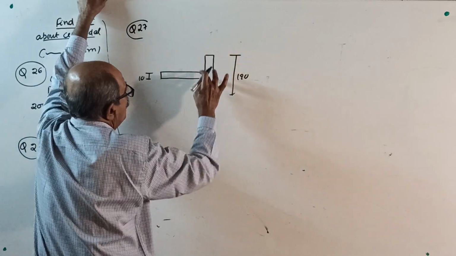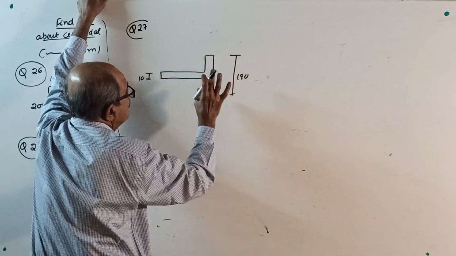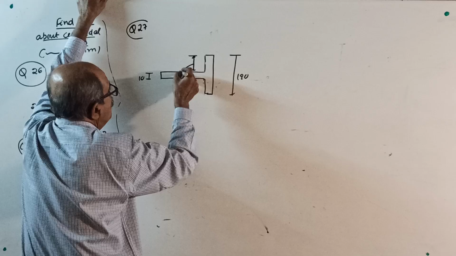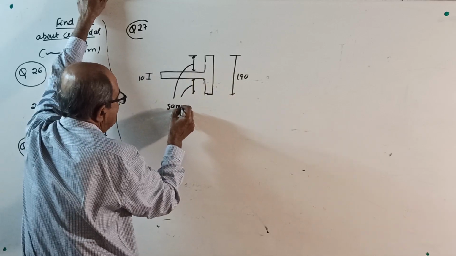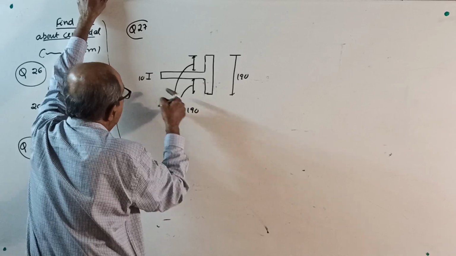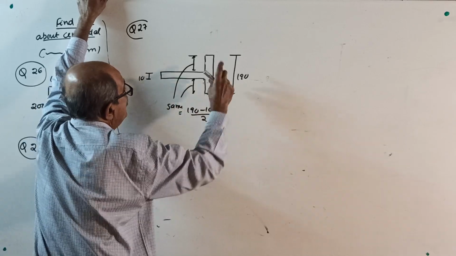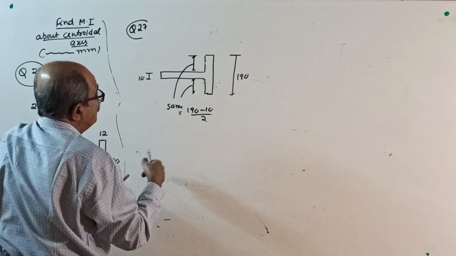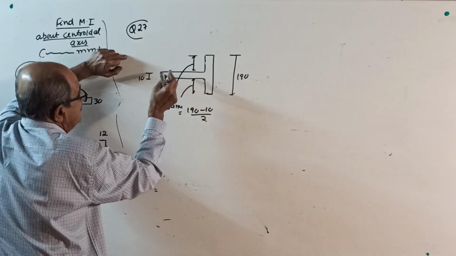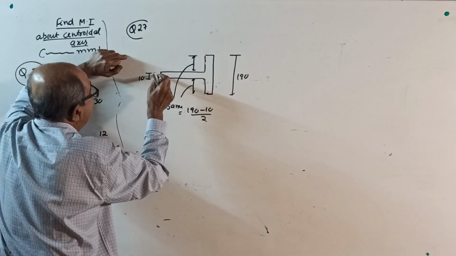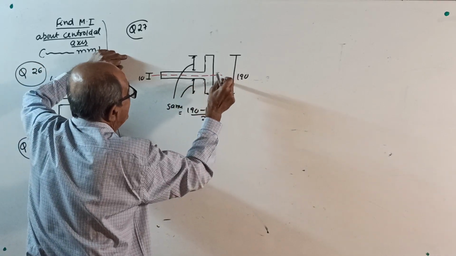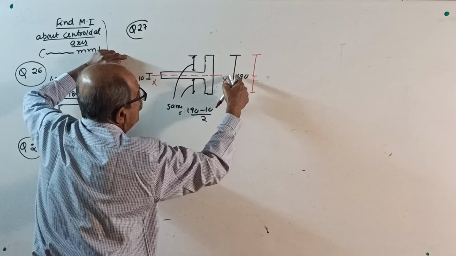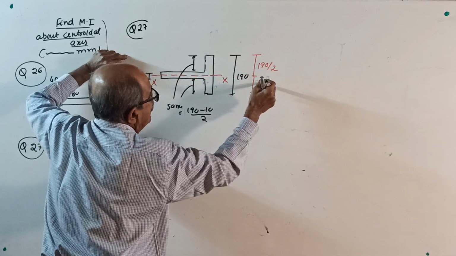Now, these two offsets are not given. When it is not given, understand that this offset and this offset are both the same. How much? Equal to 190 minus 10 divided by 2. Therefore, this T section is symmetrical about the XX axis, not YY. If this is XX, this distance and this distance are 190 by 2 each, above and below.